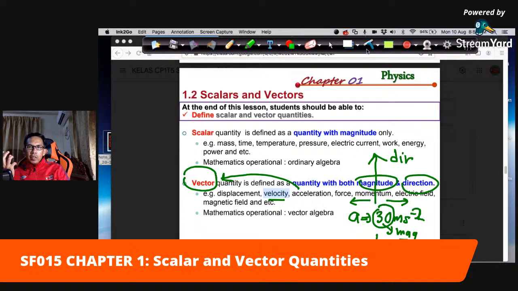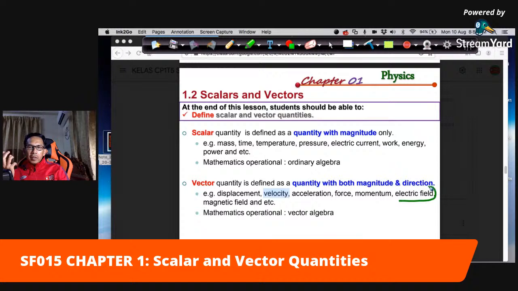Electric field, contohnya kat sini dia bagi electric field. Yeah, this is a chapter, Chapter 1, but for the second semester. Okay, kamu akan belajar nanti mengenai electric field. Yes, electric field, we have a magnitude and direction. So meaning that's why electric field is a vector quantity. So this is the process how you can differentiate between scalar and vector quantity. Okay, so banyak lagi contoh kamu akan jumpa nanti. So setiap kali kamu jumpa, kamu kenal pastilah adakah ini adalah scalar or vector quantity. Right?